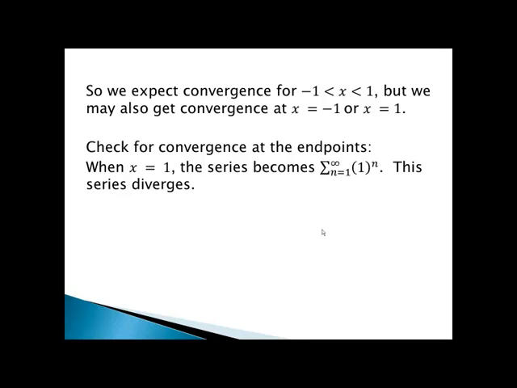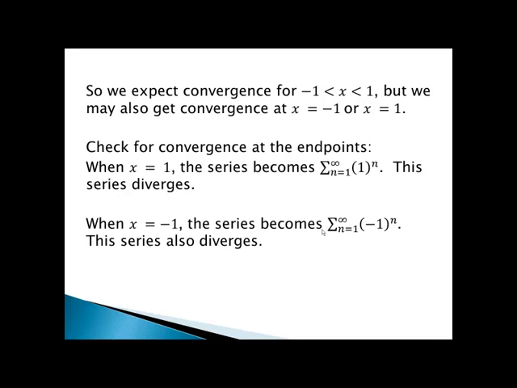When x is 1, the series becomes the sum from 1 to infinity of 1 to the n. This series diverges. When x is negative 1, the series becomes the sum from 1 to infinity of negative 1 to the n, which also diverges. Therefore, I don't get any conditional convergence at the endpoints.